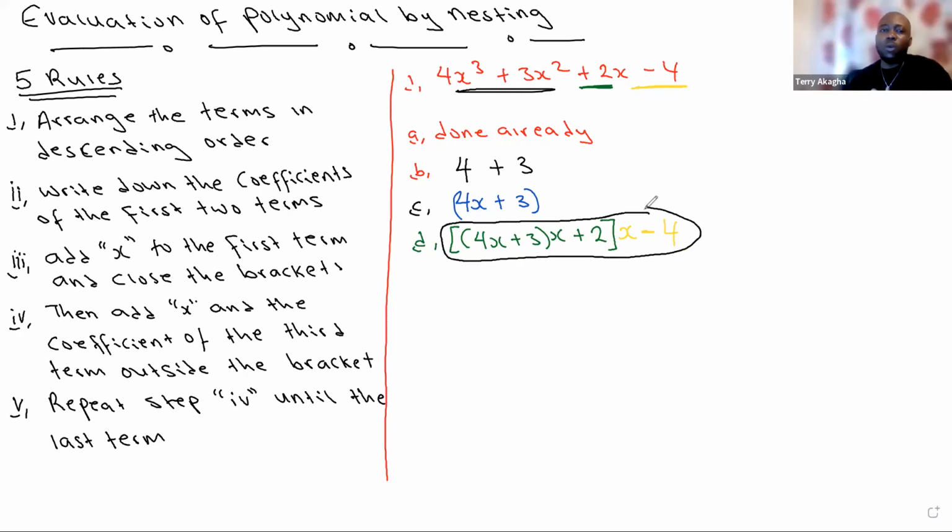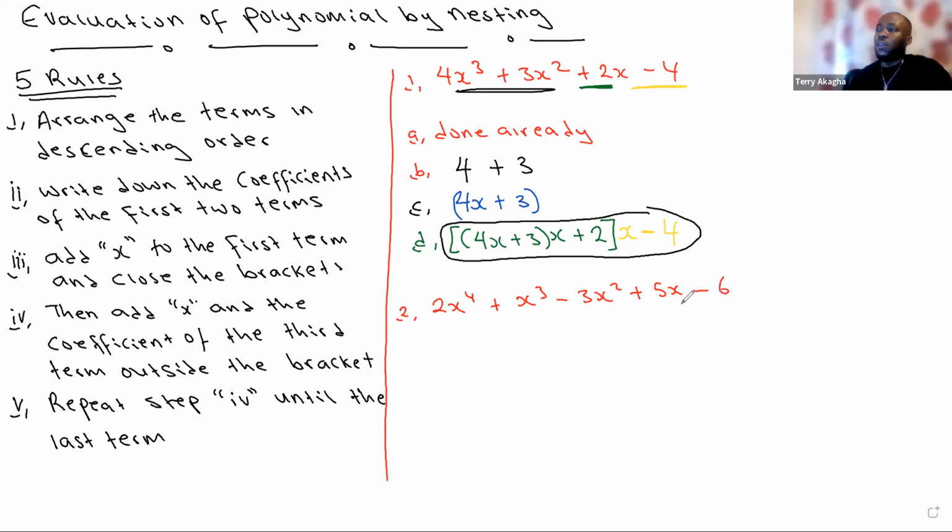Is that okay? So this is what we call evaluation of polynomial by nesting. This is what we call the nesting method, all right? So let's do another example again. Let's say we have a question like 2x^4 plus x^3 minus 3x^2 plus 5x minus 6.